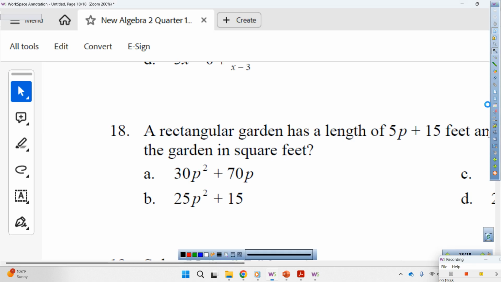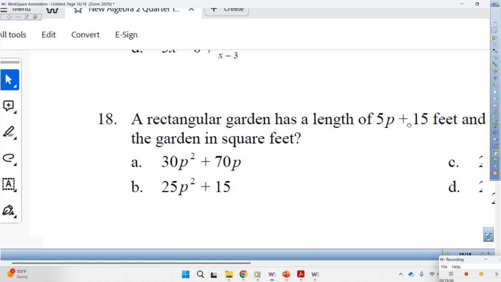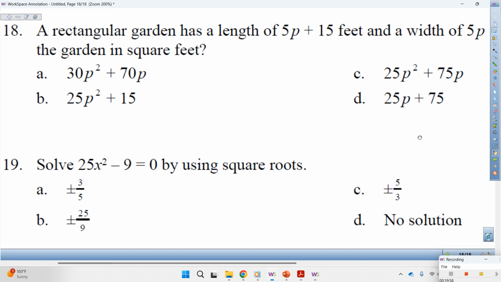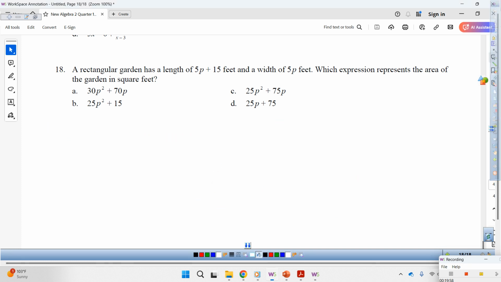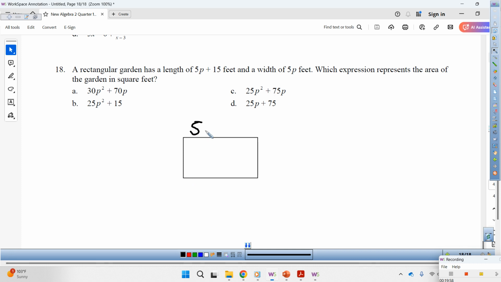Let me zoom in. It reads, a rectangular garden. So for that one, what are you going to do on your paper? Tell your neighbor. Yeah, a rectangle. There it is. The length is 5p plus 15, and the width is 5p. What does that look like? Oh, Mr. Q, the area model.